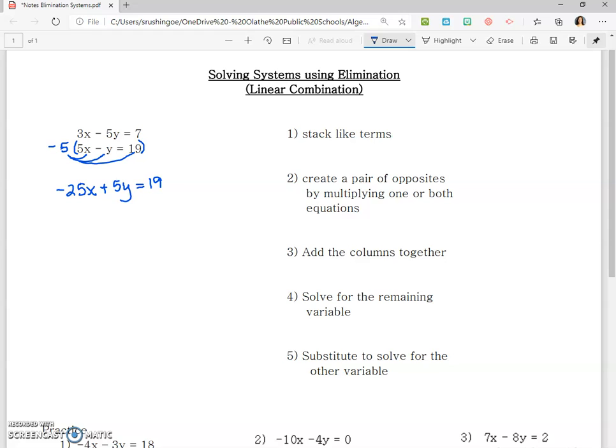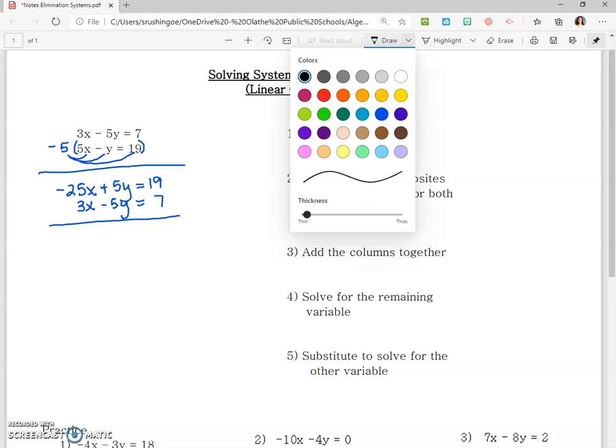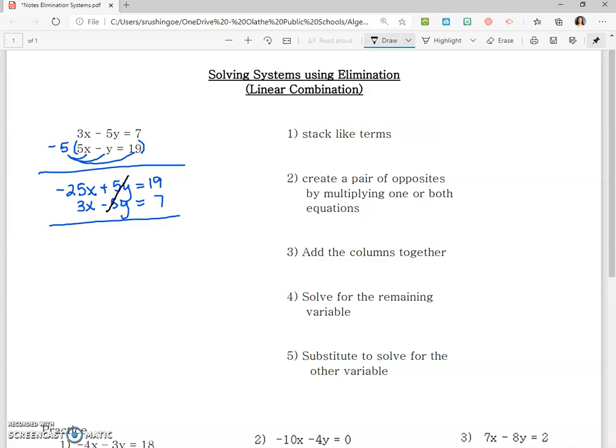And I like to rewrite my top equation so that they're right above and below each other. And that one's not changing. So now I can go ahead and eliminate my y's. So I'm going to add my x's. And then I'm going to divide.